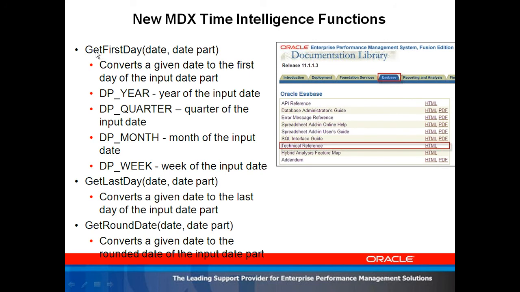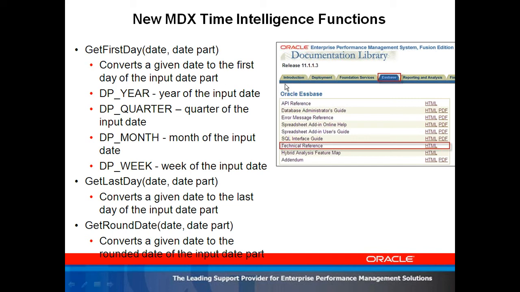Similar functions can return the first day, and they can return the first day of the year, the first day of the quarter, the first day of the month, or the first day of the week, depending upon the date given. Or we can get the last day of the year, quarter, month, or week. Or we can get a rounded date, which converts a given date to the rounded date of the input date.